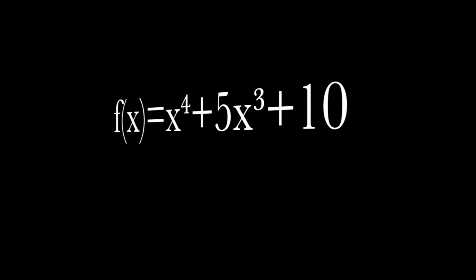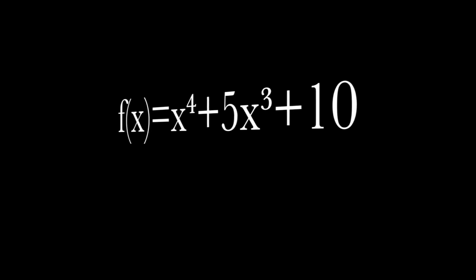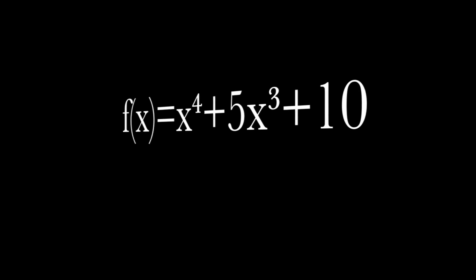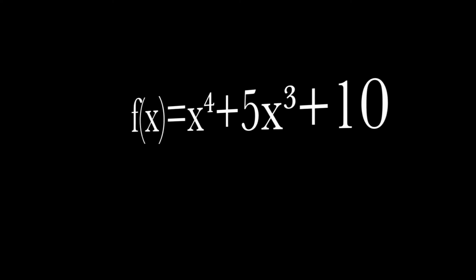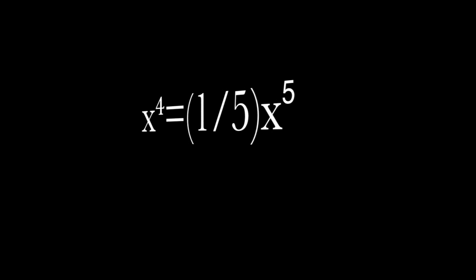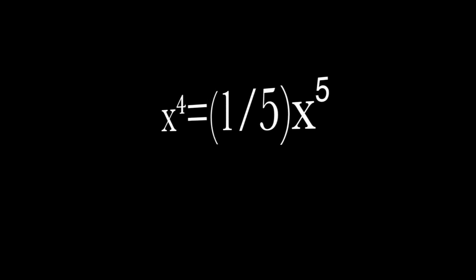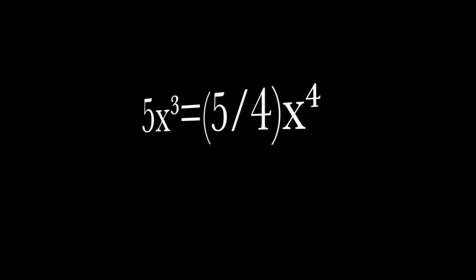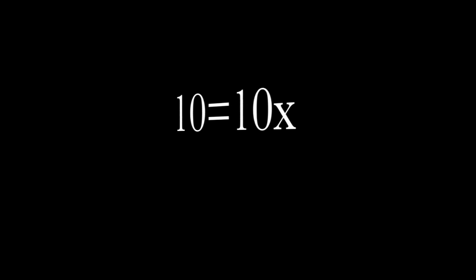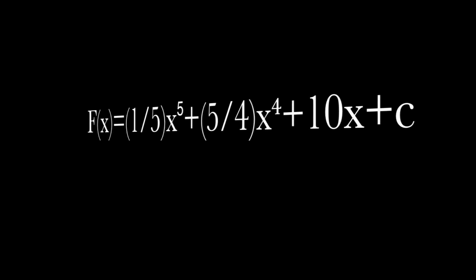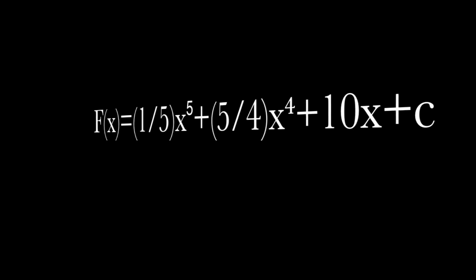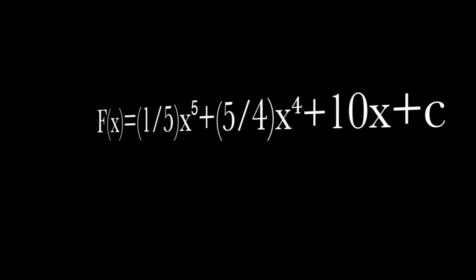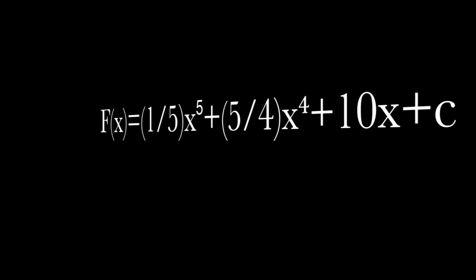For example, if you have f of x equals x to the 4th plus 5x cubed plus 10, to find the antiderivative of this function, you would take each piece of the function and apply the rule to it. X to the 4th would become x to the 5th over 5, 5x cubed would become 5/4 x to the 4th, and 10 would become just 10x. So the final answer when finding the integral of this function would be 1/5 x to the 5th plus 5/4 x to the 4th plus 10x plus c.